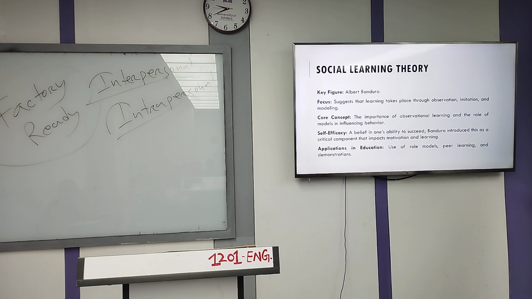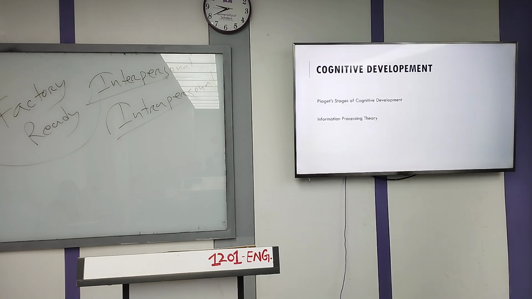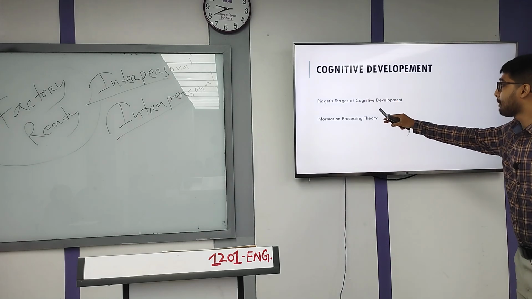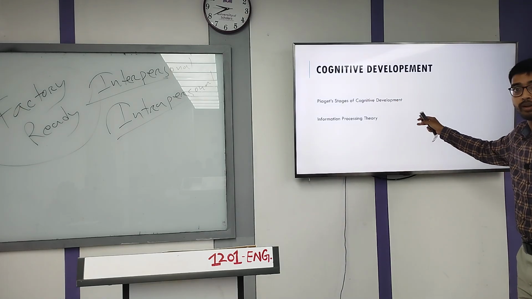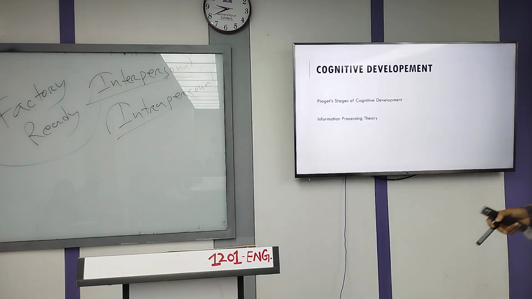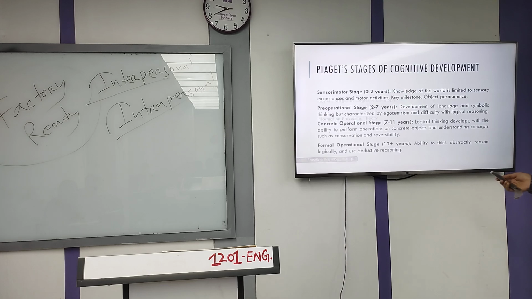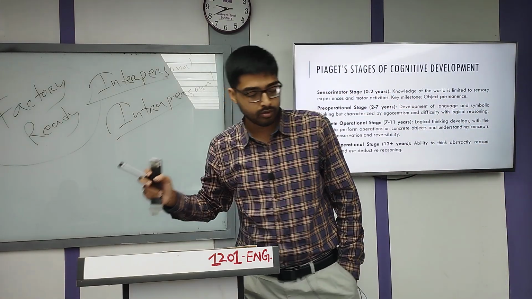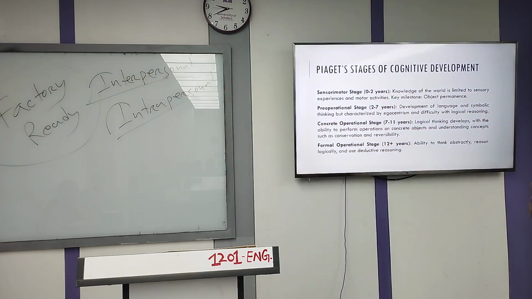So the social learning theory is done, then what's next? Okay, cognitive development. So basically cognitive development has two parts. Piaget's stages of cognitive development, which we talked about earlier, but now we will talk elaborately. Okay, and then information processing theory. Okay, let's go to that. So Piaget's stages of cognitive development. See, okay, you can take a note of that. That's the most important thing, one of the most important things for today's class.